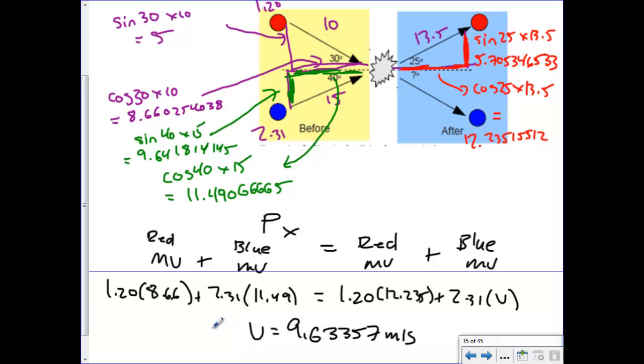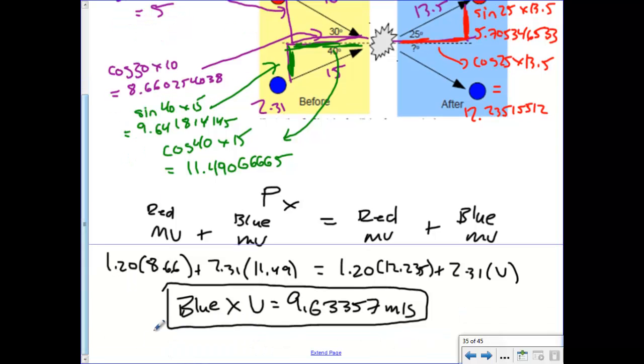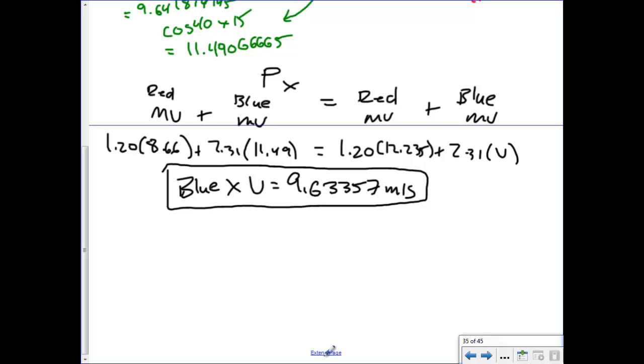Okay, so let me be specific here. This is the velocity of the blue in the x direction. You guys got what I got? I got what you got. Okay. If I need to, I'll take a look at yours later so that we can find it. Okay, if you guys are already ahead of me, keep going.